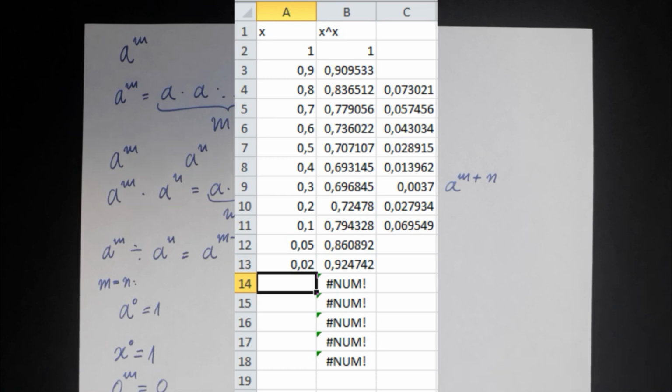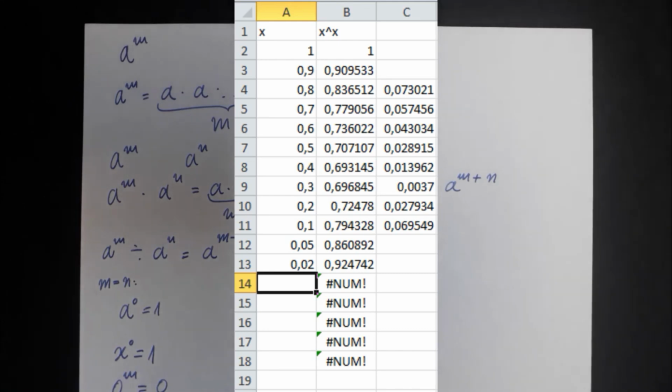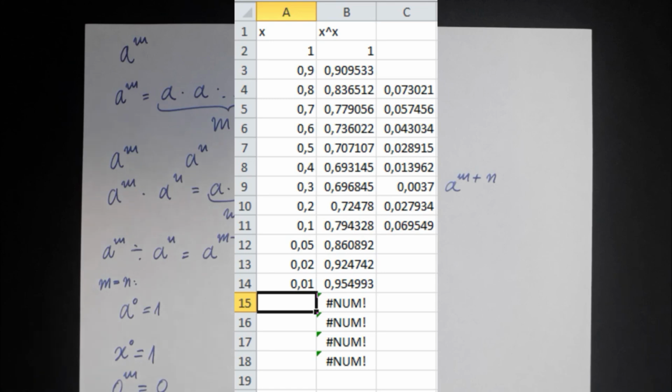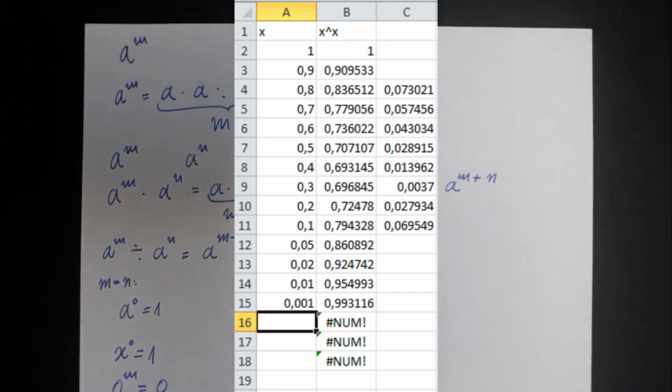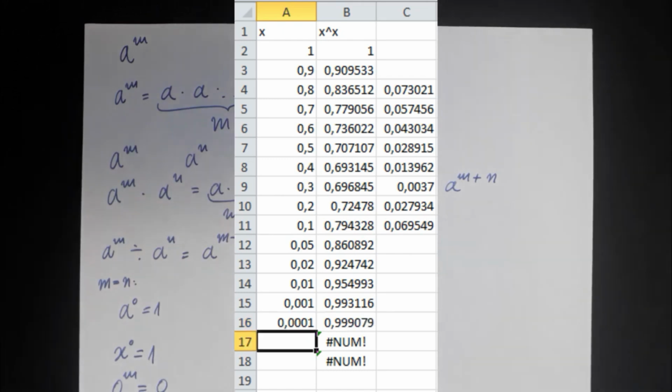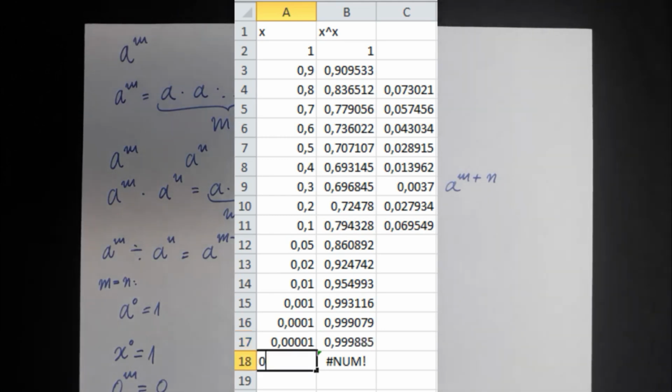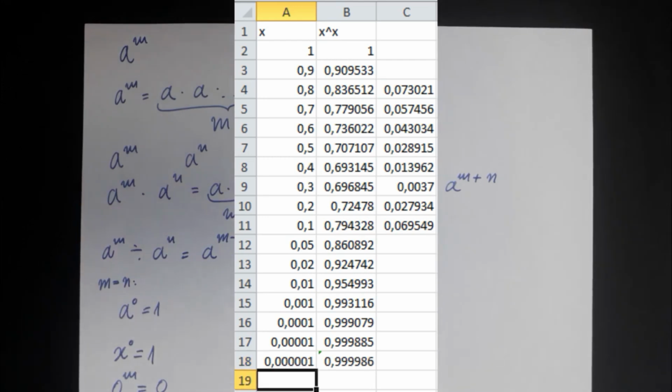So let's see what happens with 0.001, which is 10 times smaller than the previous number. Let's go 10 times smaller again, so we have 0.00001. The next one is after the decimal point, 4 zeros and then 1. So let's see what happens with 5 zeros and then 1. If you go far enough with the calculator, it will finally give the answer 1.